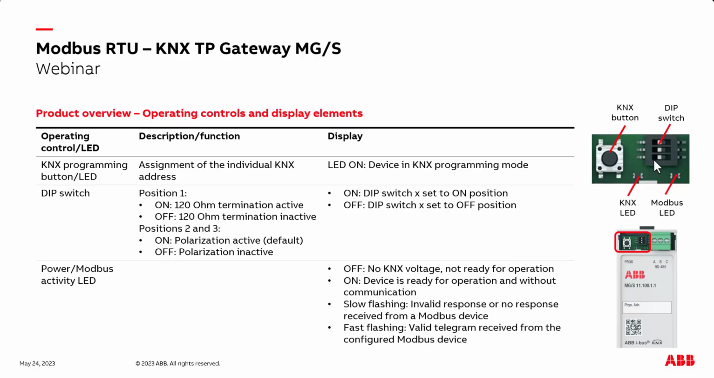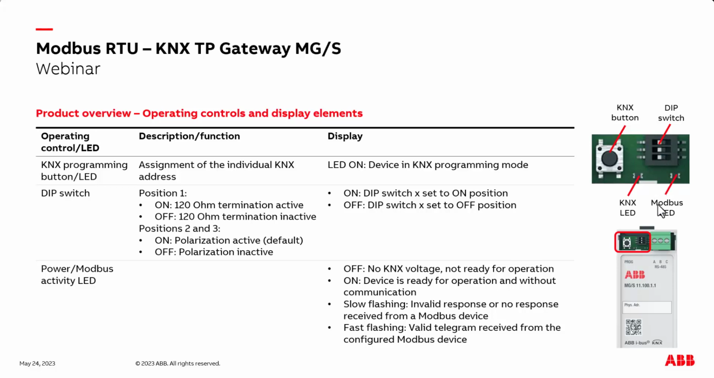This is also a feature of Modbus, that at one point of a Modbus installation, there must be a polarization. So you can do it also here when we set the dip switches to on, which is also the default.